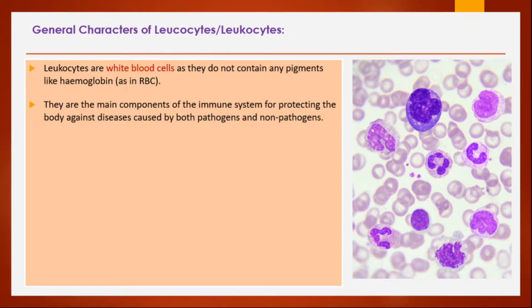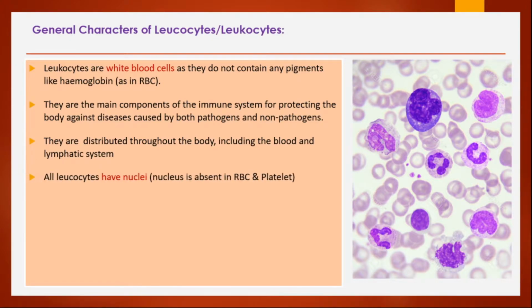Leukocytes are the main components of our immune system for protecting the body against diseases caused by both pathogens and other agents. Unlike RBC, leukocytes are distributed throughout the body, including the blood, lymphatic system, and in tissues. On the other hand, RBCs are present only in blood. All leukocytes have nuclei, but we know that nucleus is absent in RBC and also in platelet.